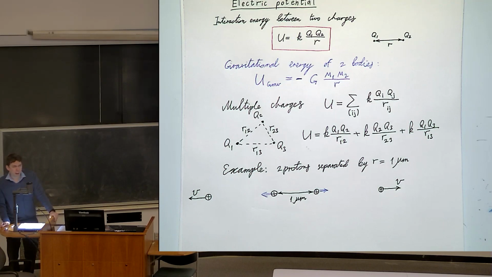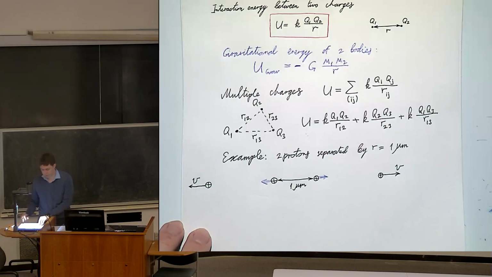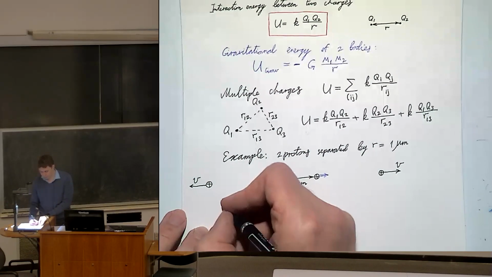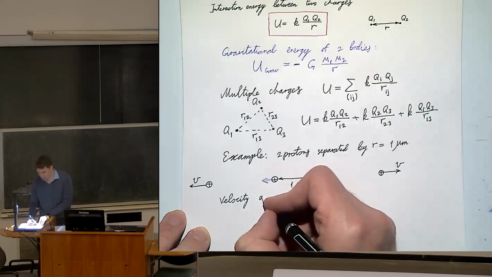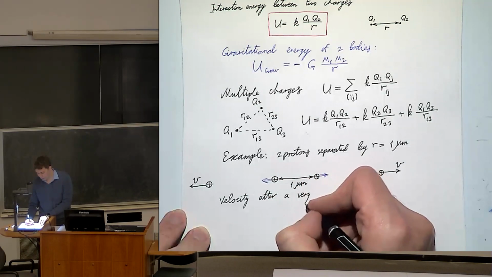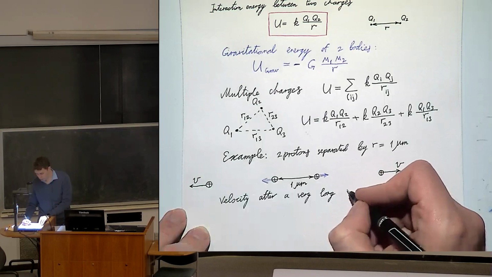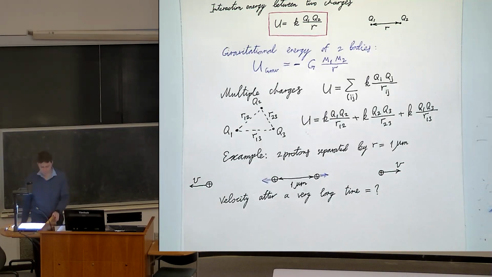And we can find their velocity v after a very long time. That is when they are infinitely separated. So I'll write here velocity after a very long time. That's what we want to find. And how are we going to find it? We'll use the energy conservation law.